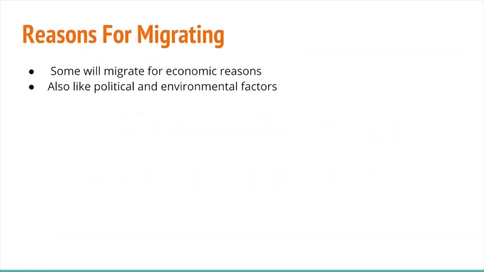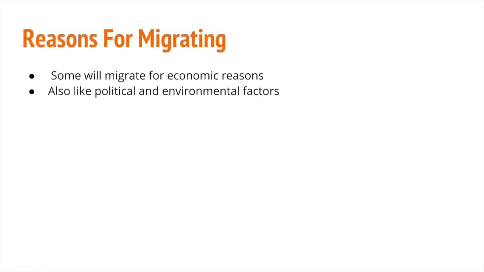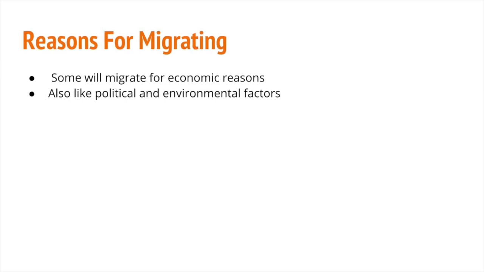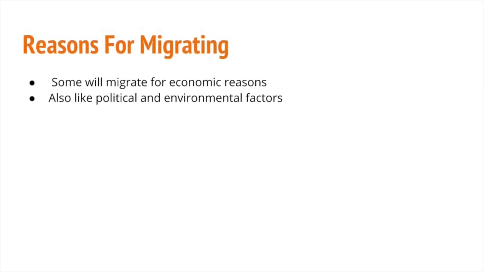The Ravenstein Laws sum up why people migrate. People mostly migrate for economic reasons, while others will migrate for political or environmental reasons, but it isn't more frequently than economic factors.